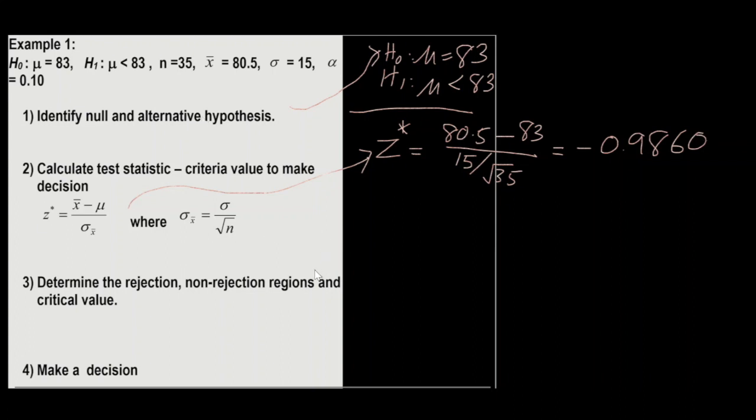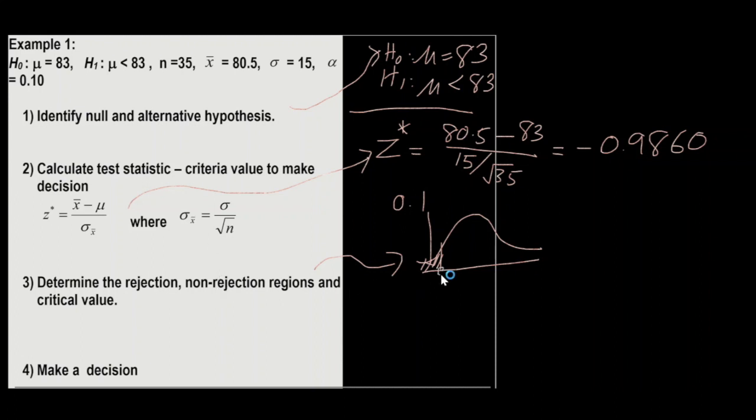The next step is to determine your rejection and non-rejection regions. So how do you determine your rejection and non-rejection regions? By checking the alternative hypothesis. So this is less than. Less than would be a left tail test. Left tail test. This would be alpha. And in this case, alpha is 0.1.